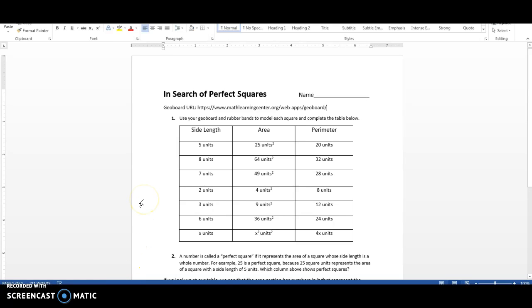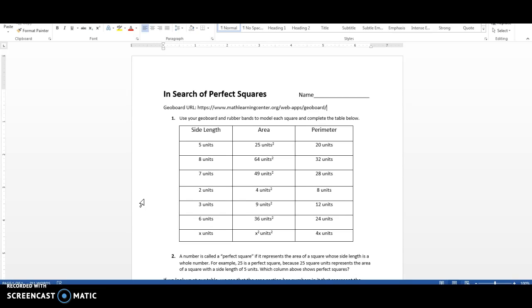Alright, so we are now checking our answers for this particular question. We already showed the first one, that the 5 units equals the 25 units squared for the area and the 20 units for the perimeter. For our first 4 questions of 8 units, 7 units, and 2 units, we're able to find it in a very similar way. We square the side lengths of the units, and then we multiply the side lengths by 4 in order to find the perimeter.